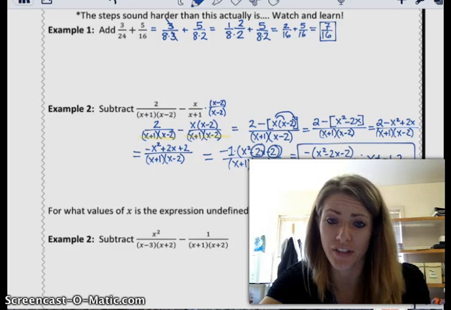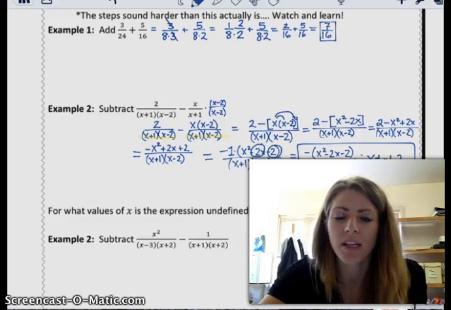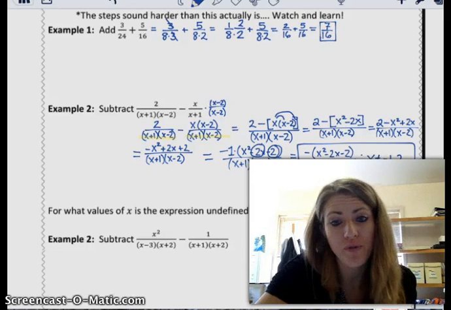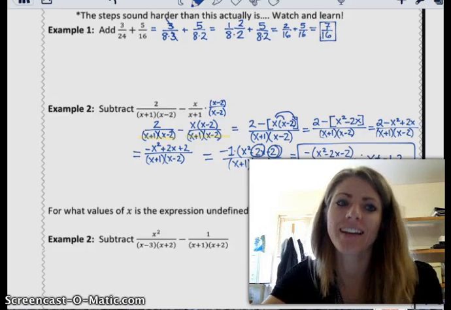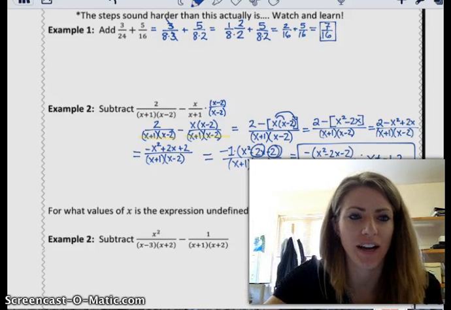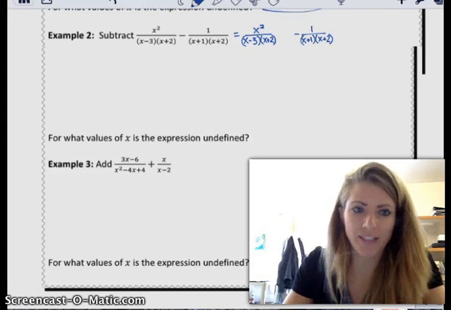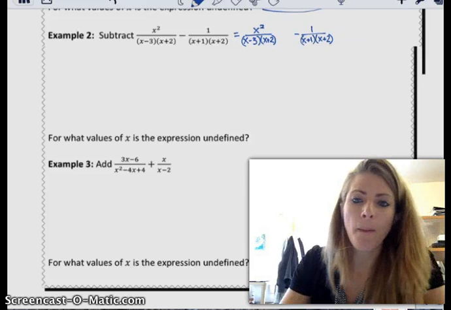That means I already answered the next question. Okay, let's do example 2. Why don't you try it on your own first, and then pause it, try it, and then you can see how I explain. Okay, so I just rewrote the problem with a little extra space because I know I'm going to have to multiply by things.